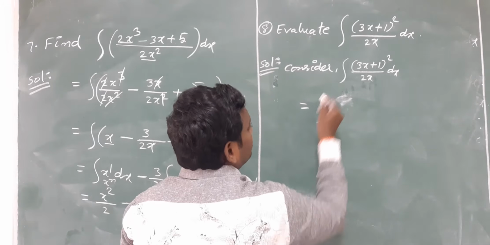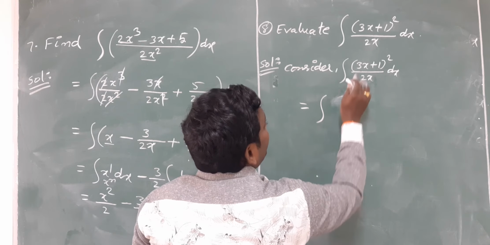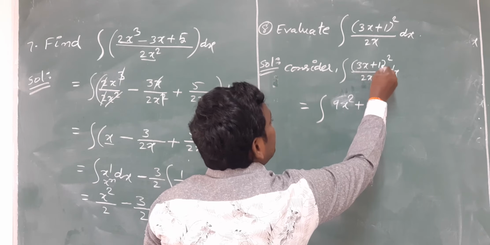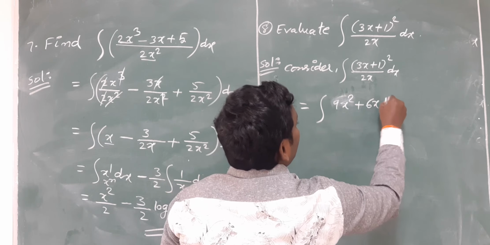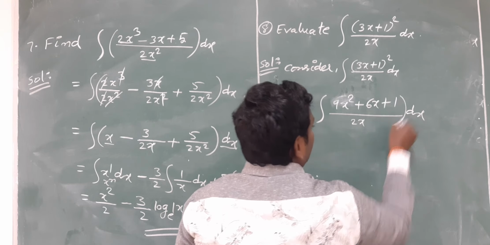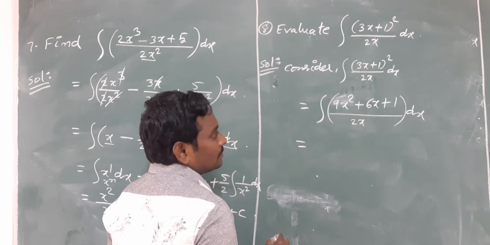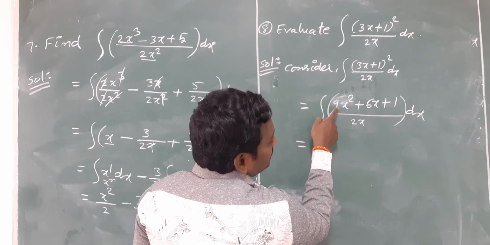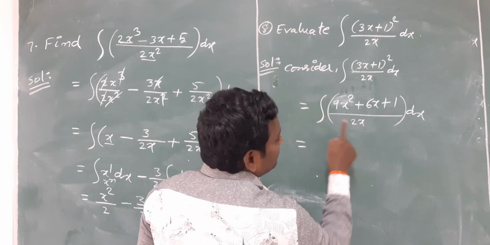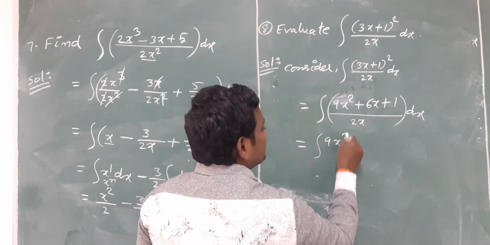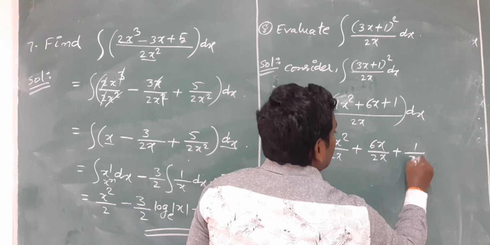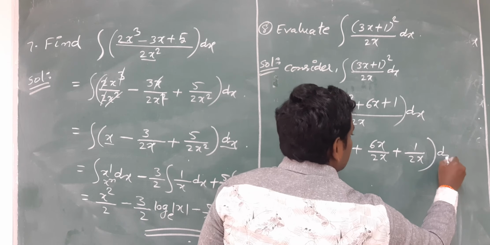According to that formula, the numerator becomes (3x) whole square, which is 9x square, plus 2ab, 2 times 3 is 6, so 6x, plus b square, which is 1 square, all by 2x dx. Now separate the terms by using the numerator: 9x square by 2x, 6x by 2x, plus 1 by 2x. So the integral of 9x square by 2x plus 6x by 2x plus 1 by 2x whole dx.